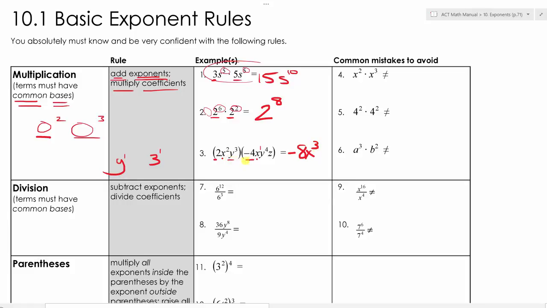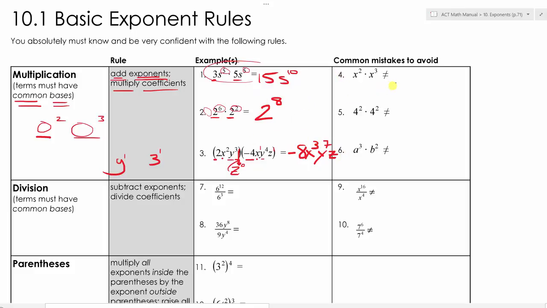Then we have a y cubed times y to the fourth. Remember, we just add the exponents. That would be y to the 7th. And then there's just a z to the 1 here. There is no z term over here, so we just keep that as z. Anyway, that would be examples 1 through 3.